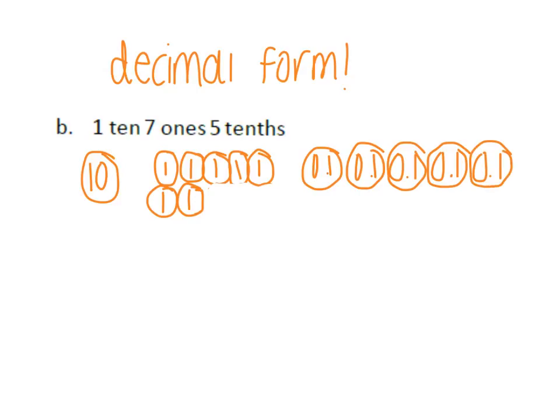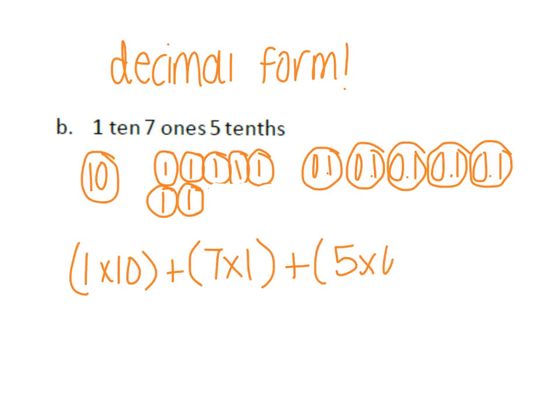Now, notice when I'm drawing my discs, I'm creating 1 row of 5, and then I am going underneath to create that group of 10 so that it's easier to count. In expanded form, we have 1 times 10, because we only have 1 tens disc. Then we have 7 times 1, because we have 7 ones discs. Then we have 5 times 1/10, because we have 5 1/10 discs. And that equals 17 and 5 tenths.